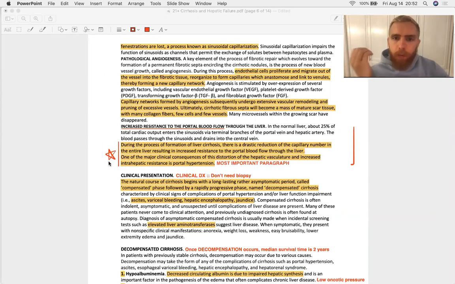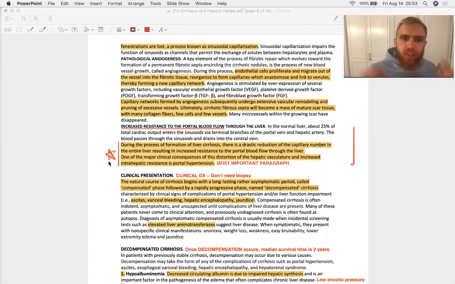A key element of the process of fibrotic repair is the process of angiogenesis, during which endothelial cells proliferate and migrate out of the vessel into the fibrotic tissue. So you've got a parent, and then it just grows off branches just like a tree. And it's going to reorganize and try to naturally form capillaries. And the capillaries are going to find a way to connect with one another based on signaling. VEGF is an important cytokine for endothelial cells, and you can grow back a new vascular network.